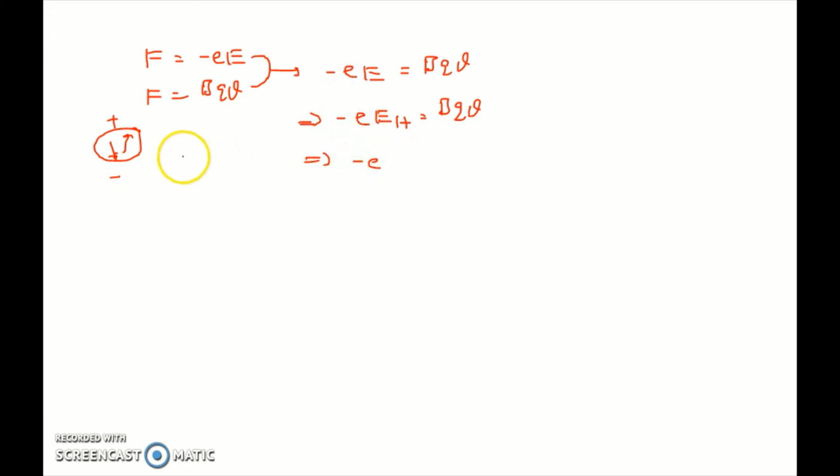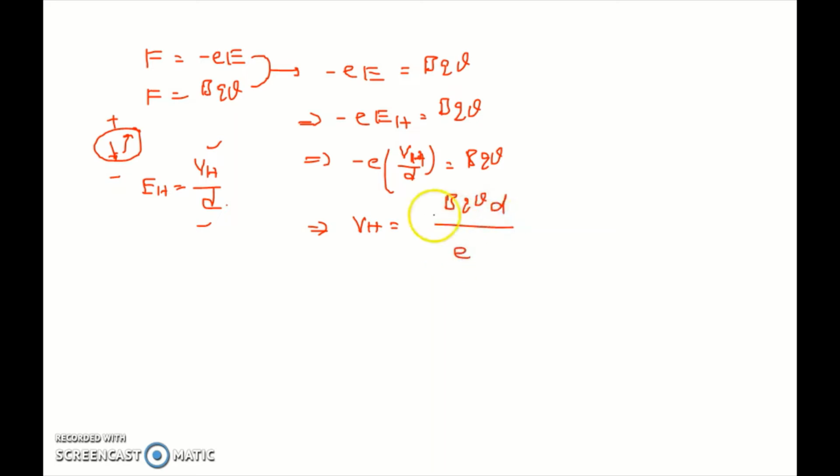And in the previous video we discussed that the electric field intensity can be given as VH by d, that is the potential difference between the two plates divided by the distance between the two plates. So if I substitute here, it becomes VH by d. VH is nothing but the Hall voltage or Hall potential difference, that is equal to BQV. That implies VH can be taken as BQV divided by small e.